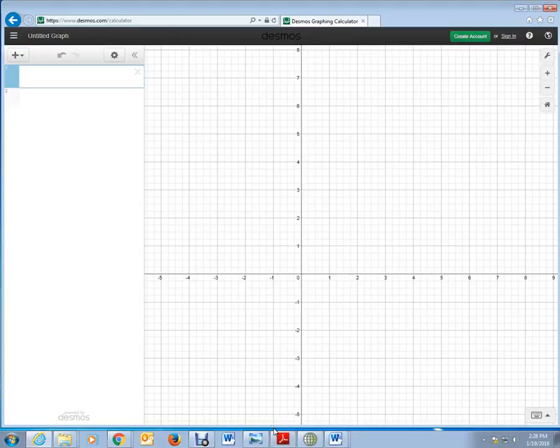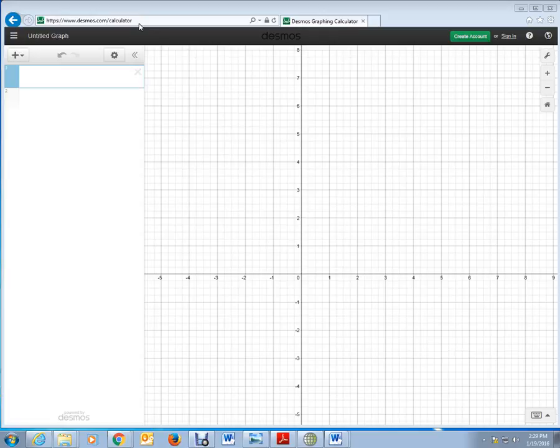Hi, in this screencast we will be using Desmos to graph linear and nonlinear equations in multiple formats. And so the first thing is you want to go to www.desmos.com, and this is a browser-based graphing software utility. It graphs pretty much everything.